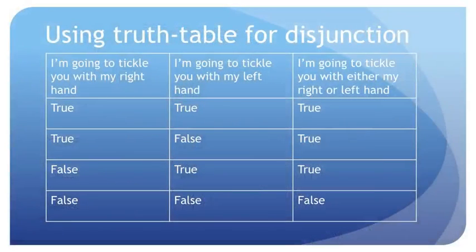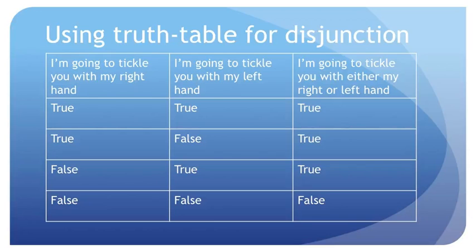Look at the truth table for disjunction again. In this argument, we have Premise 1 being the proposition, I'm going to tickle you with my right hand. Premise 2 being the proposition, I'm going to tickle you with my left hand. And a conclusion that's the disjunction of those two propositions. Well, what can you tell from the truth table for disjunction? What you can tell is that in a situation in which P is true and Q is true, in which both of two propositions are true, the disjunction of those two propositions is also going to be true. You see, that's what you can read off from the first line of the truth table. In a situation in which each of two propositions is true, their disjunction has to be true.